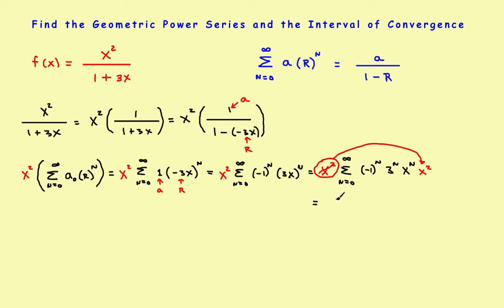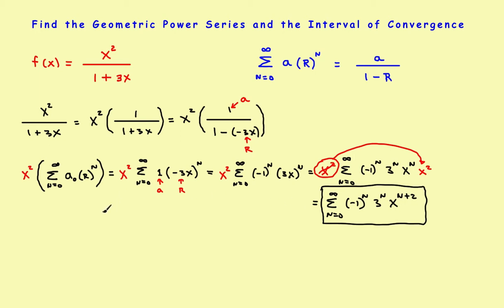And what that allows you to do is this. That's going to give you n is equal to 0 to infinity. And here's the -1 to the n. Then you've got 3 to the n. Now here you can add the exponents. So n plus 2, this would be x to the n plus 2. And finally, you have got a power series. So, it took a little work to get there, but that's what it's going to look like.